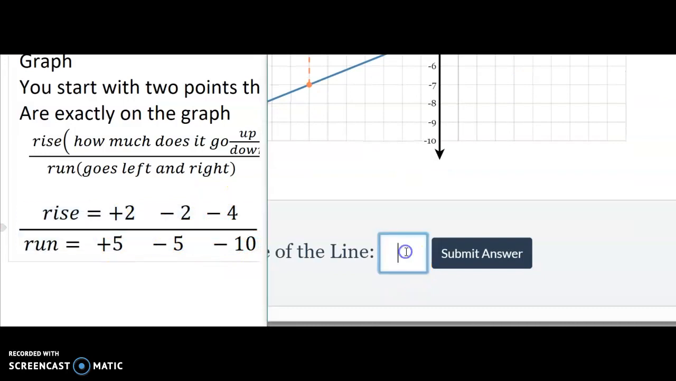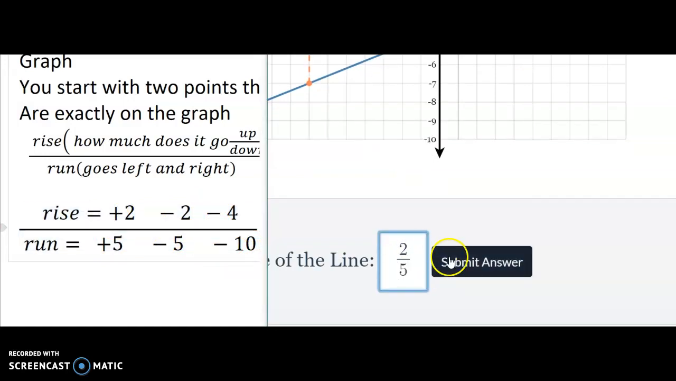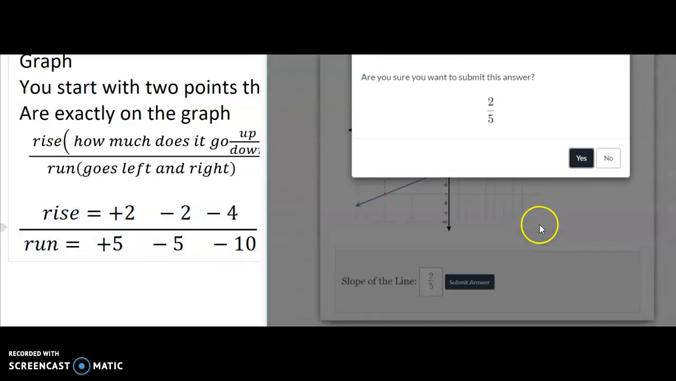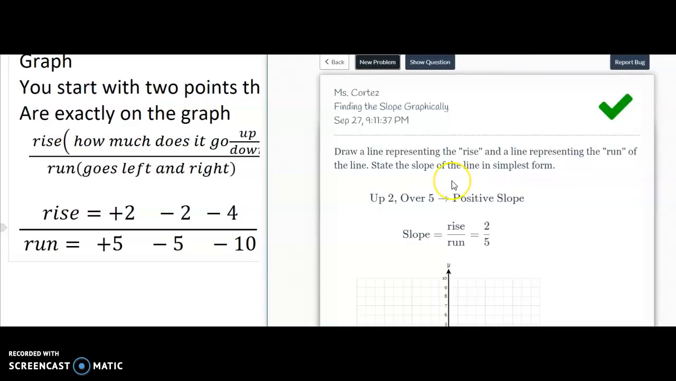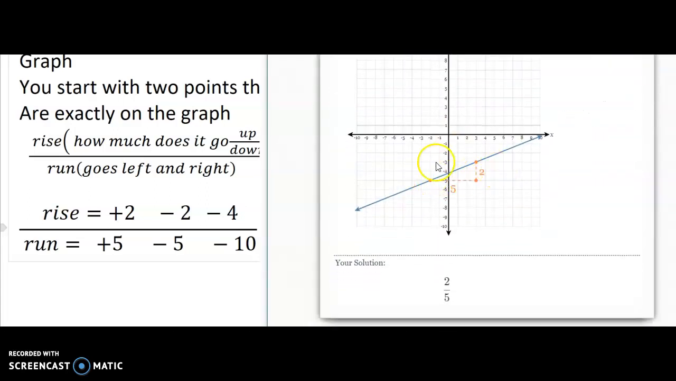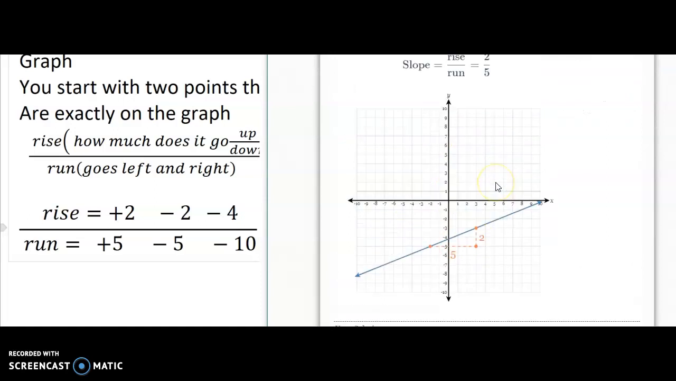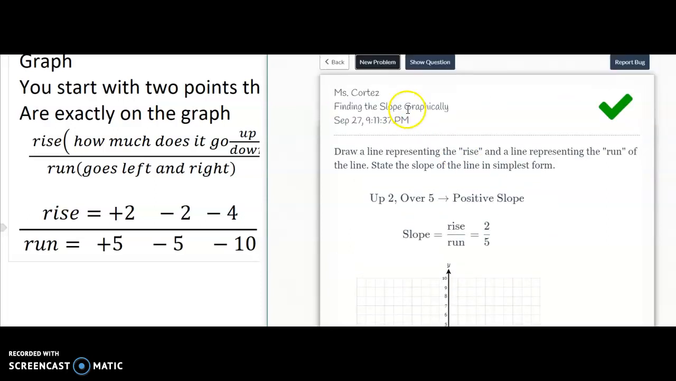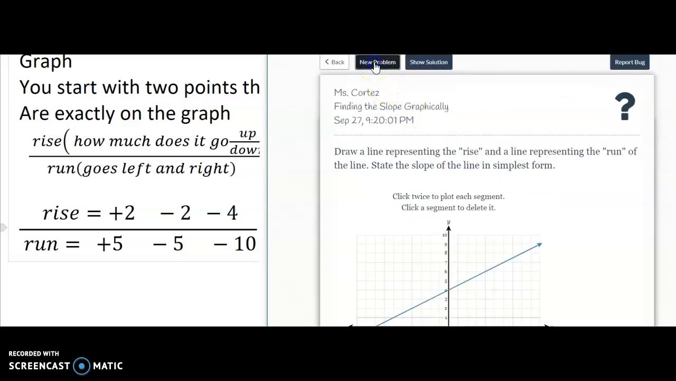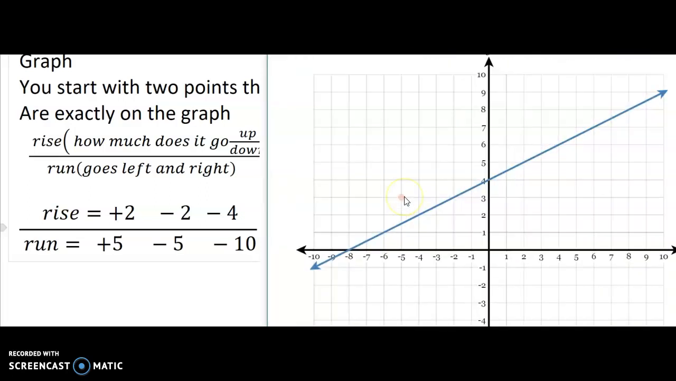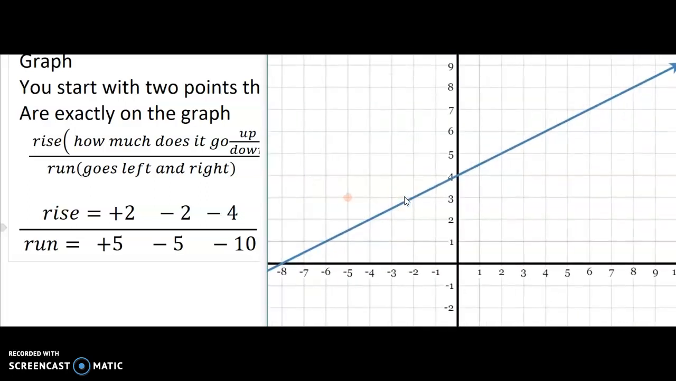So the answer for this one is 2 divided by 5. All right, let's see. Very good. And look, they chose a different triangle from the one I chose. Just as long as you keep the order from where you start. Let's try one more. Go ahead and try this example. Again, the points don't matter.